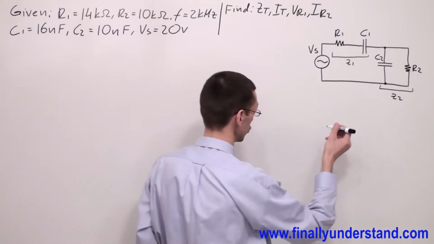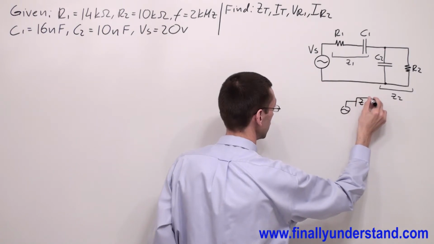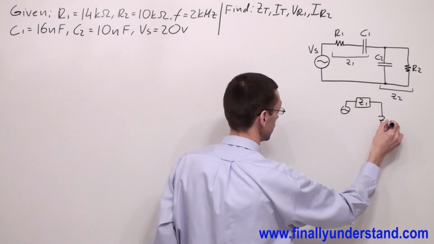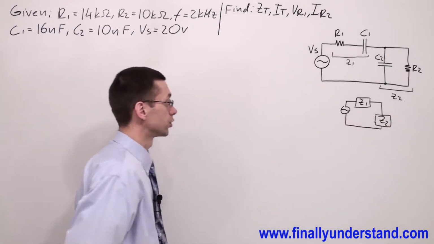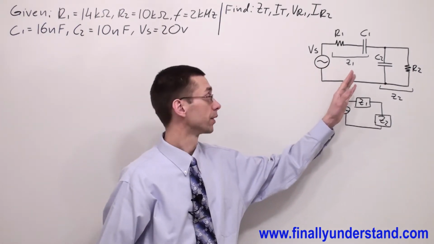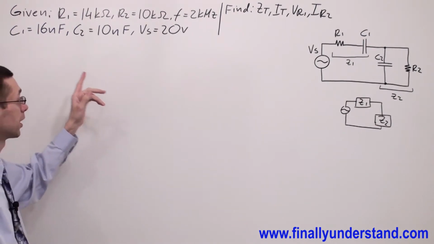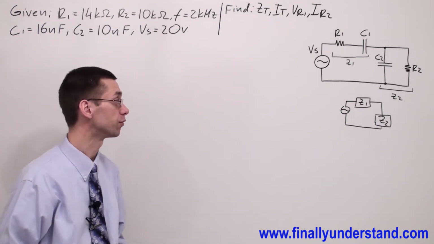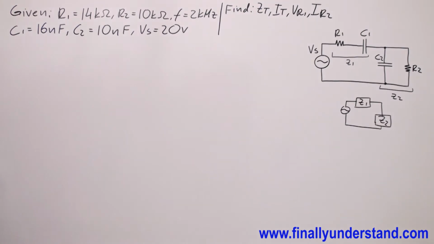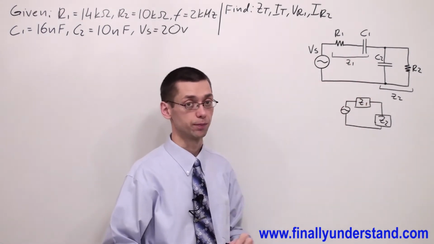Okay, so I can redraw the circuit, and my circuit is going to look like this. This is my Z1, and this is going to be my Z2. Okay? So, what are we supposed to do first? Please notice that we do not have the impedance of capacitor C1 and capacitor C2 given. So it means we have to find ZC1 and ZC2, the impedance of the capacitors, or the capacitive reactance of these two capacitors. Okay?